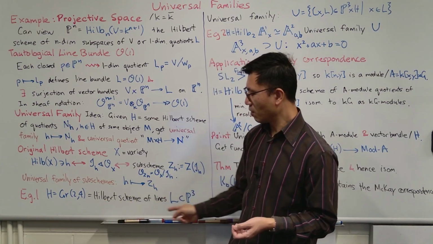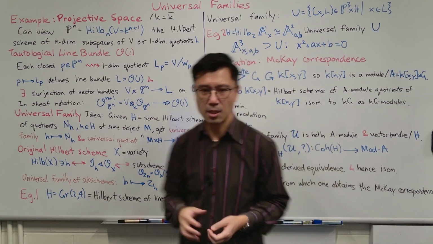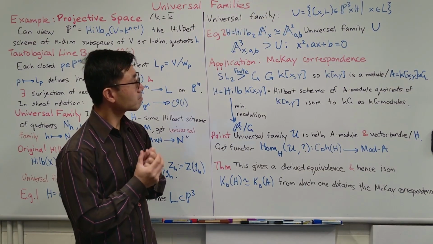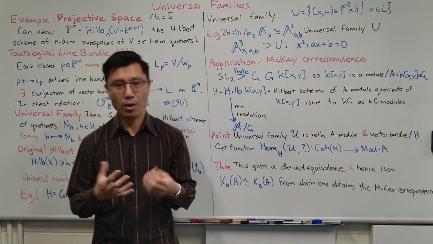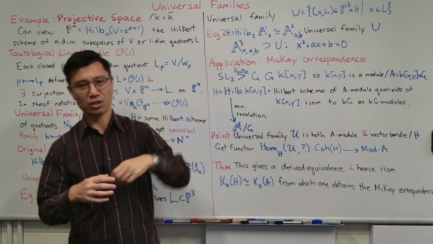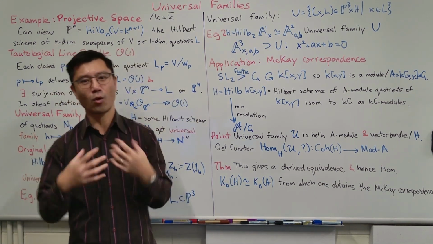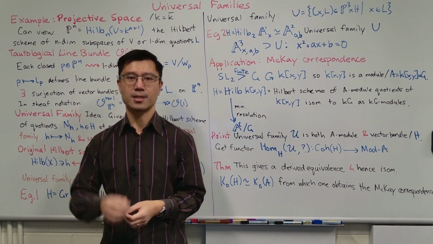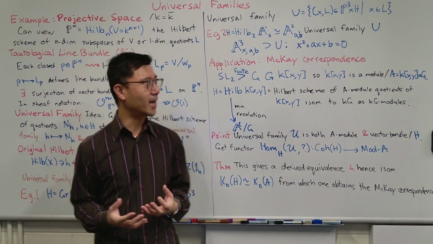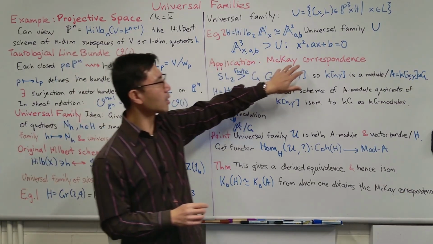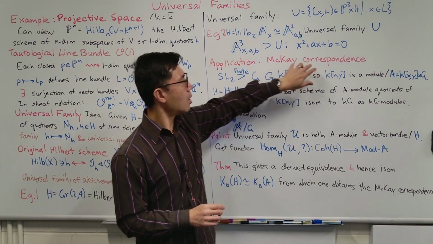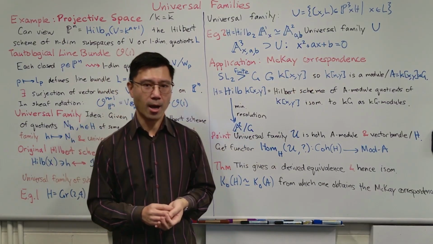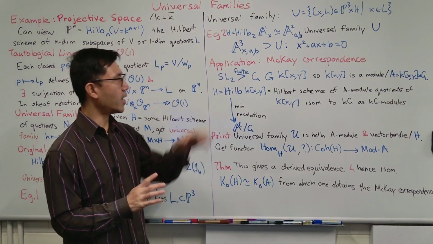Here we've looked at this universal family, and here we've used this to study lines on a cubic surface. But I want to give you another application which I think is extremely interesting. Unfortunately, I can't give you all the details, but I can give you a bit of a flavor for why universal families are very important in mathematics. The application is to the McKay correspondence. I can't go through the McKay correspondence in detail, but if you like, you can look at my video on the McKay correspondence and find out more.